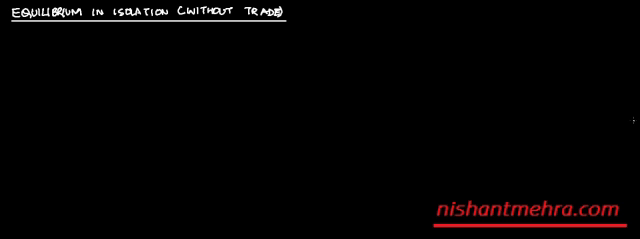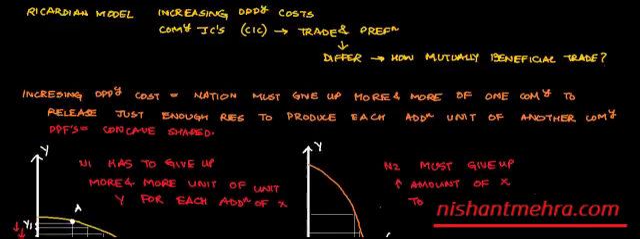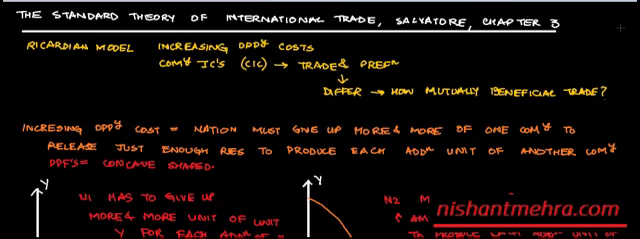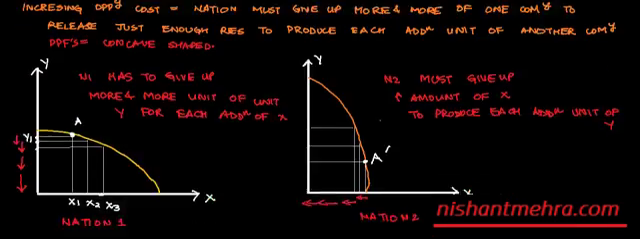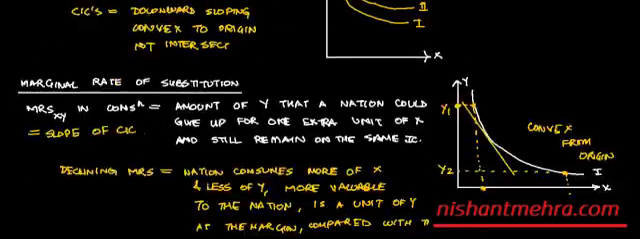In this recording, we're going to bring the discussion further, which we were discussing yesterday about the standard theory of international trade. We talked about increasing opportunity cost. We talked about PPFs, which were concave in shape. And we also talked about community indifference curves, right? Now, let's talk about equilibrium in isolation.